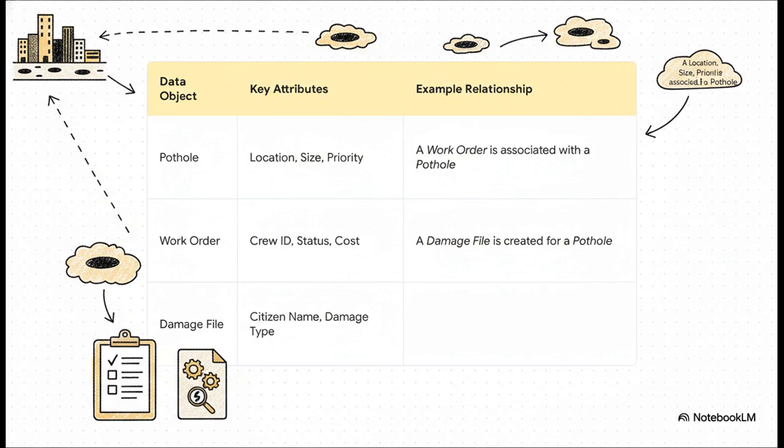Then we define the attributes. For a pothole, we need its location, its size, and, this is key, its repair priority. That one choice makes the whole system useful. It helps the city decide which pothole to fix first. And finally, the relationships tie it all together. A work order is associated with a specific pothole. A damage file is created for a pothole. And there you have it. That simple structure creates a logical, working system.